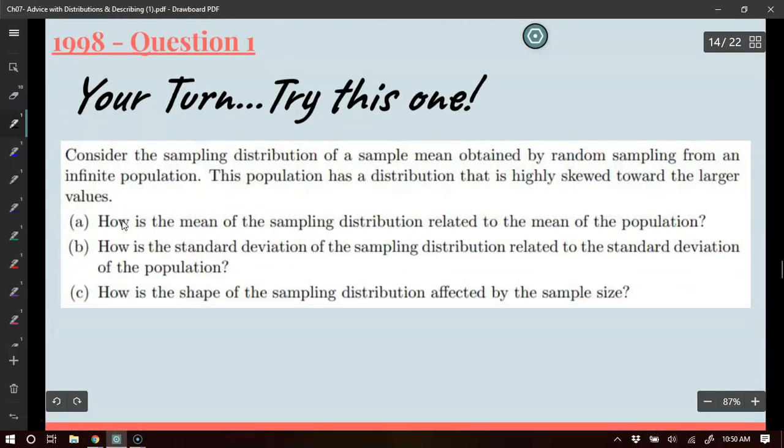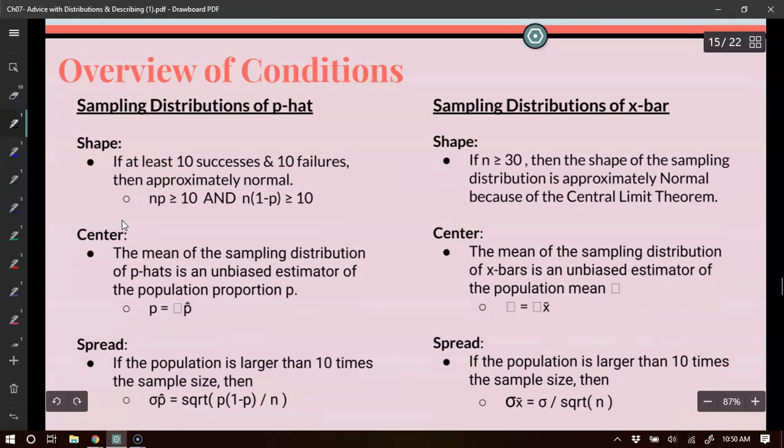And now here's another one. This is from 1998. You can pause it and take a look. Your turn. You can try it and read through for it.